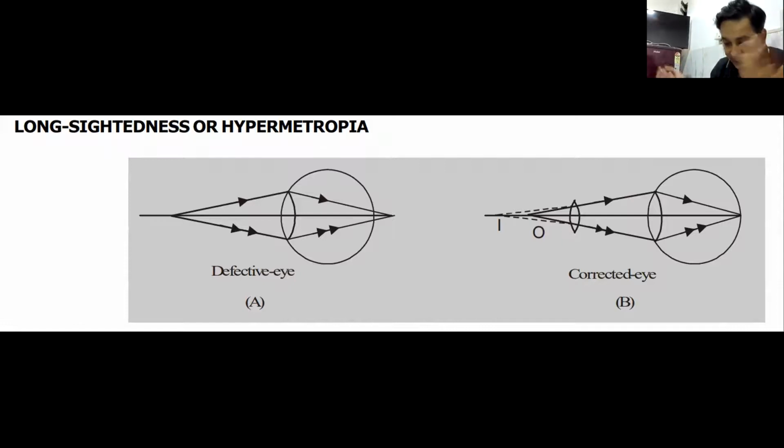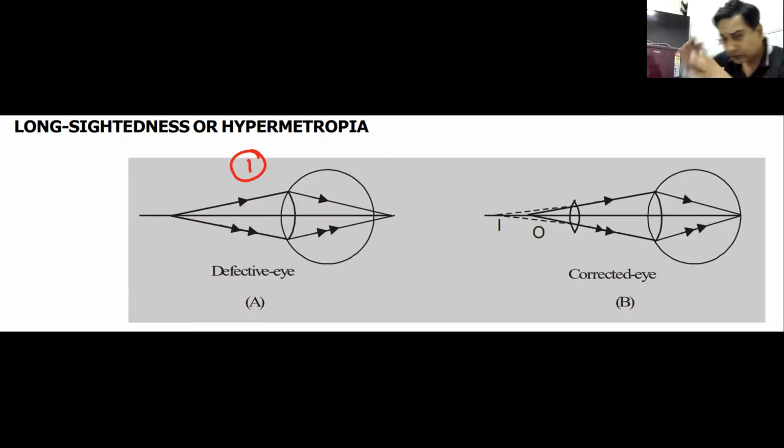Now, what happens in hypermetropia? Case number one: the rays that are coming from nearby objects are not getting focused at my retina. They are getting focused behind my retina, and therefore I cannot read nearby objects. I have to get them to a distance far away, and then only I can read them properly. That is definitely my problem. When the object is too close to me, I just can't read it.